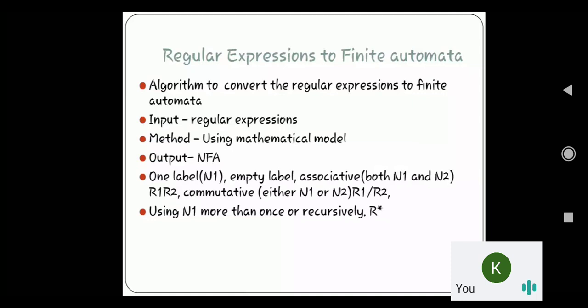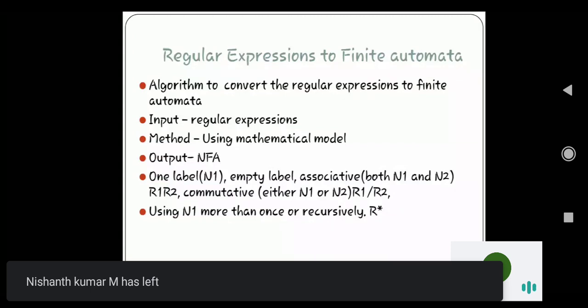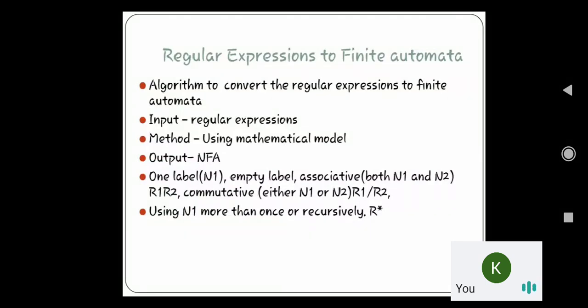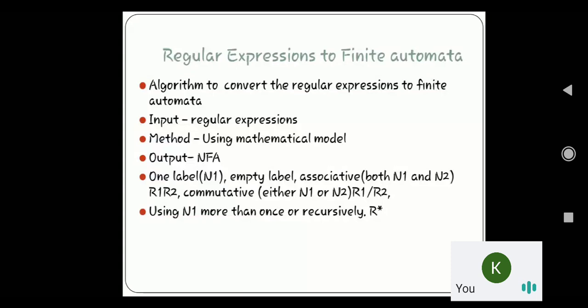The first general form: we are going to pass a single label. The second general form: we are not going to pass any label at all, which we call the empty string. The third general form: we are going to use the associative law, where we use the general form r1 into r2, or else n1 into n2. Here we have to use both n1 and n2. Whatever label you pass has to pass through both n1 and n2, and finally it has to produce some output.